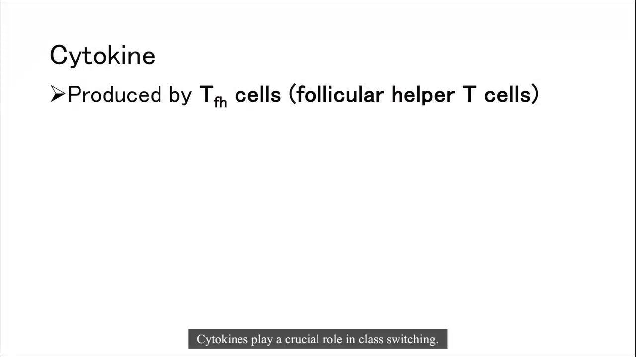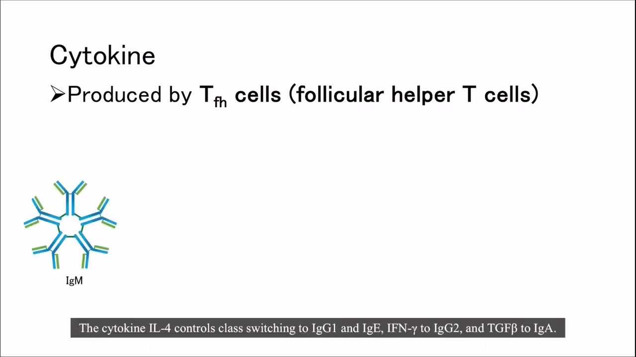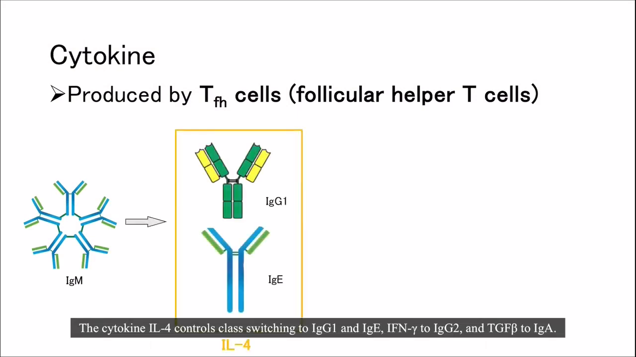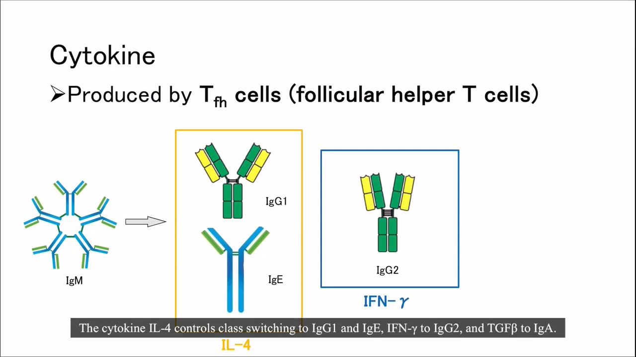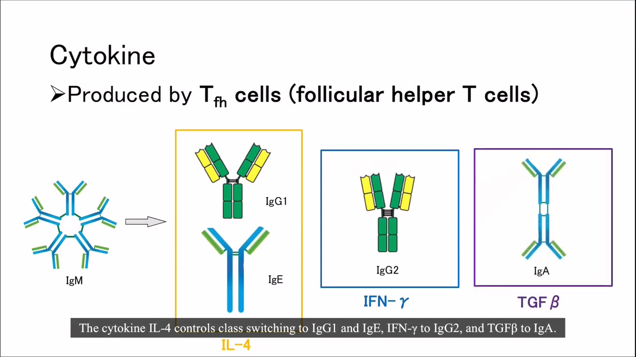Cytokines play a crucial role in class switching. Cytokines are produced by follicular helper T cells, and the antibodies that switch depend on the type of cytokine. The cytokine IL-4 controls class switching to IgG1 and IgE, IFN-gamma to IgG2, and TGF-beta to IgA.